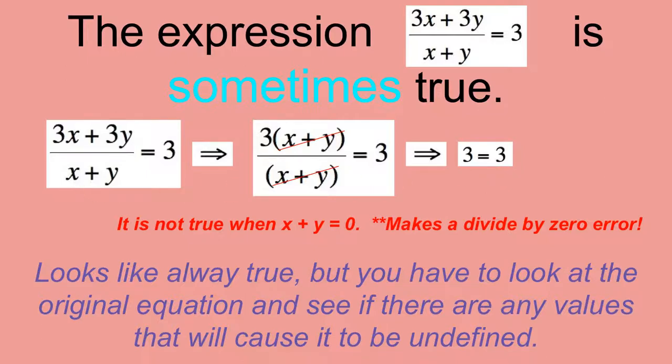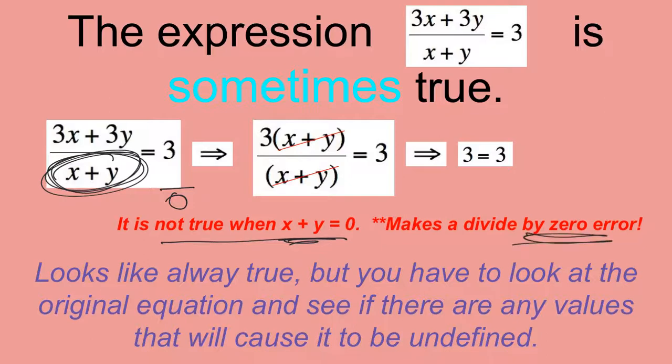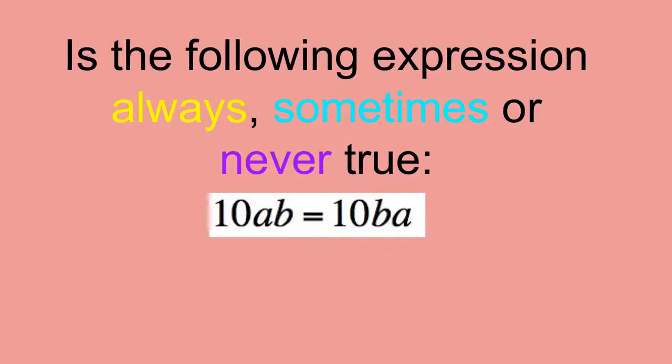But you got to be aware of anytime you have variables in the denominator, because that means we could end up trying to divide by 0, and that would be bad. So it's not true when any combination of x plus y makes 0, because then we would get that divide by 0 error that we want to stay away from. So it looks like it's always true, but you have to watch out if there's variables in the bottom, in the denominator. All right, let's take a look at this one.